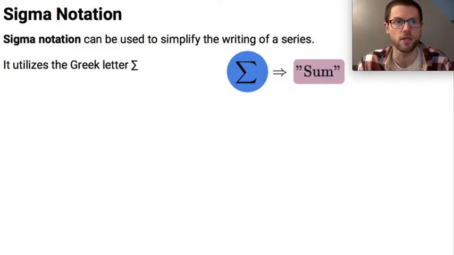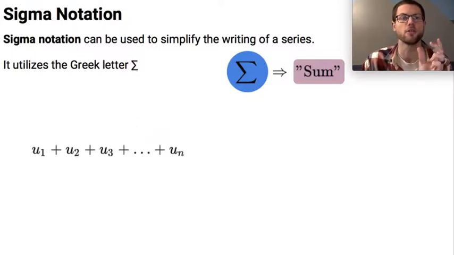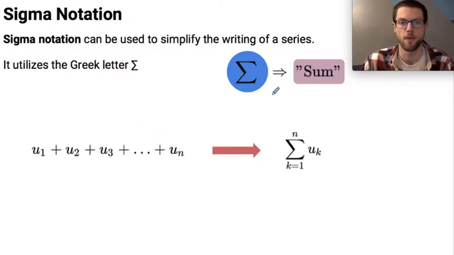And so the way that we use this is we will take some sort of a series, as we're adding up all the terms of a sequence, and we can take some u sub 1, u sub 2, u sub 3, and add those all the way up to some u sub n. This can take a lot of writing, but we can condense this and package it into this notation here. And we would read this as the sum from k equals 1 to n of u sub k.